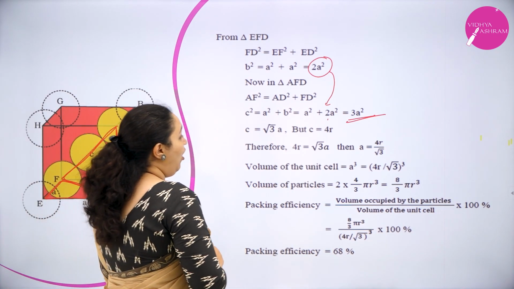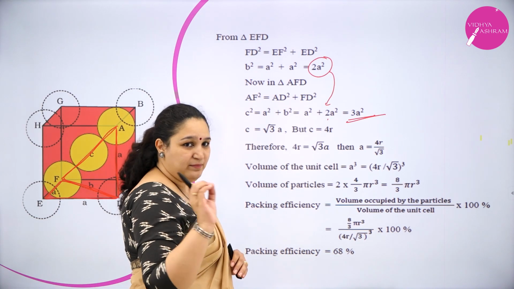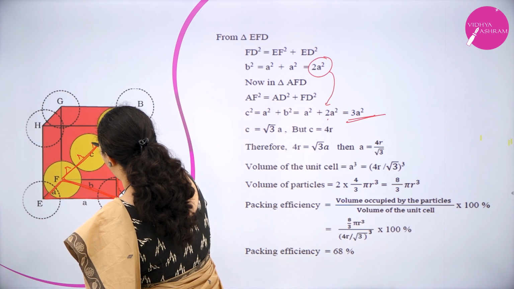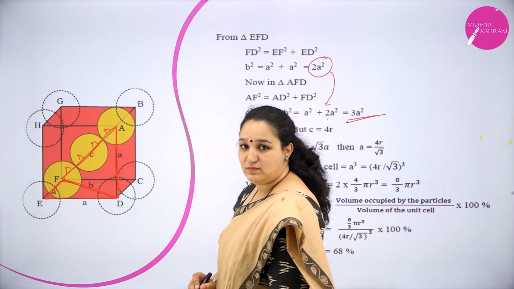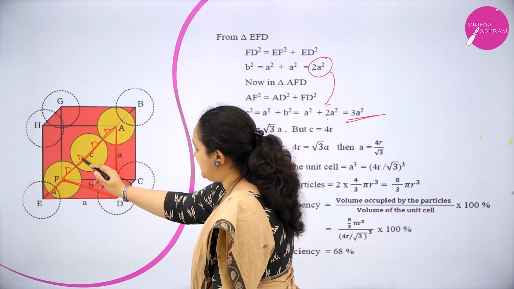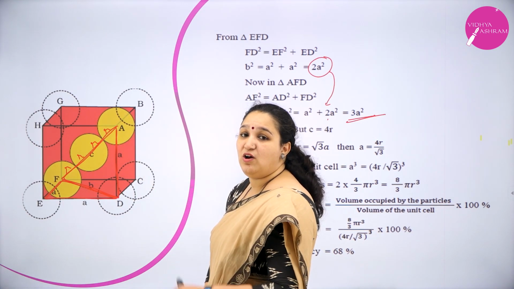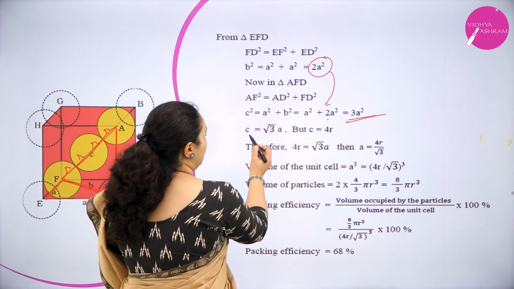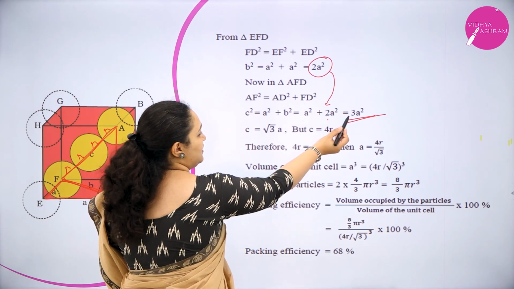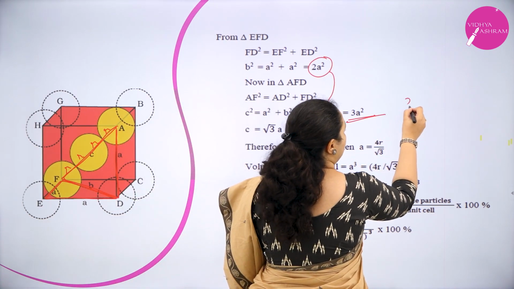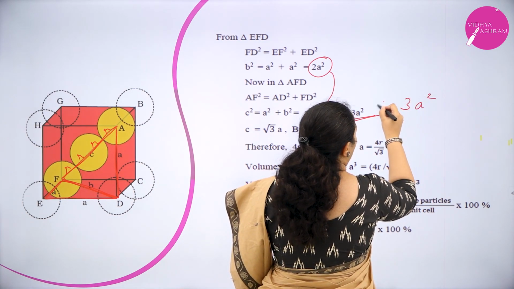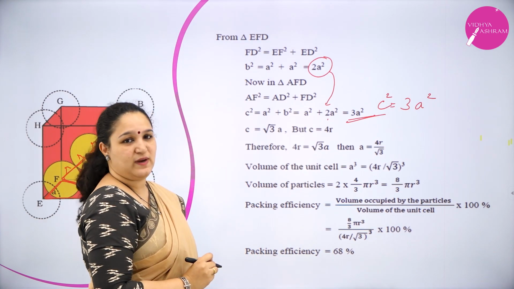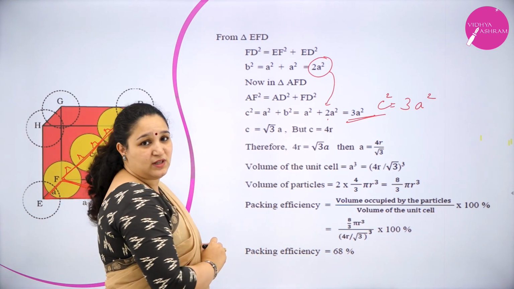Now also from the same diagram I know this is R plus R plus R plus R. So it is 4R. So C is equal to 4R. So I will substitute here. C square is equal to 3A square. So C is equal to root 3A I got.